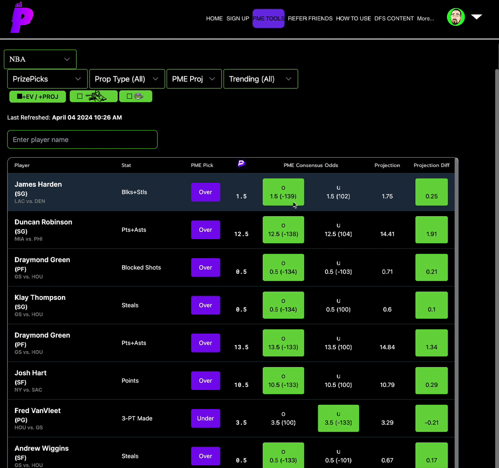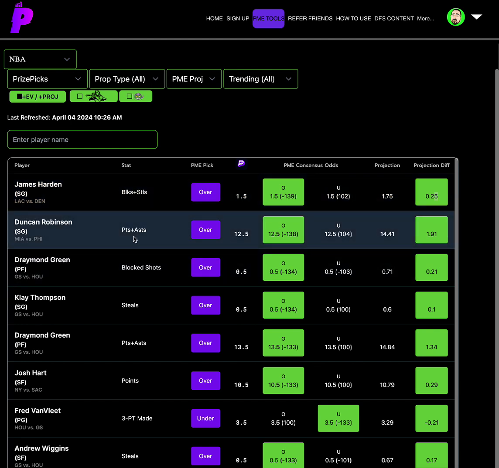So yeah. Anyway, let's get straight into it. James Harden blocks plus steals over 1.5, minus 139 odds on the over. This is 1 point from being a snipe play. Get James Harden in, blocks plus steals over 1.5. Projections 1.75, a 0.25 projection differential. Solid EV on the over at minus 140. Projection also on the over, regardless of how much it is. Projection also agrees with this play. So James Harden blocks plus steals over 1.5. And then Duncan Robinson points plus assists is the next best option, over 12.5 for Duncan Robinson.